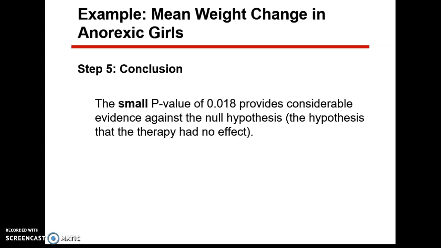So it's pretty good. Usually our p-value, we want it to be 0.05 or less. This is certainly less than 0.05.